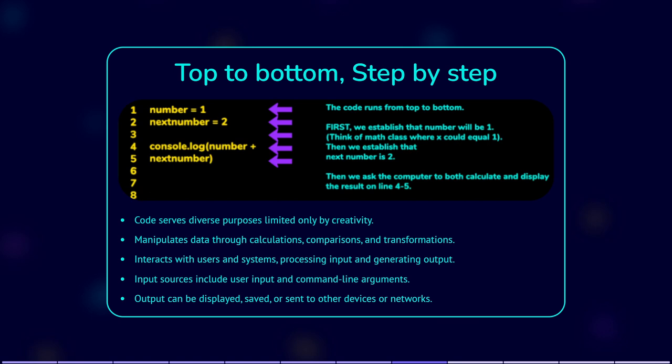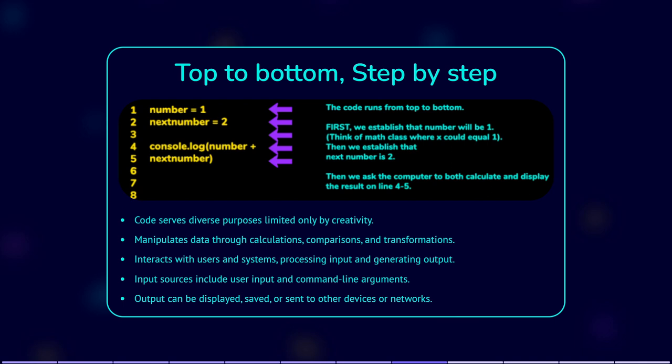Code can do many things. It has as many uses as anyone can come up with. It can manipulate data by performing operations such as calculations, comparisons, data transformations, and storage. Code can interact with users or other systems by taking input and providing output. Input can be received from the user through command line arguments, keyboard input, or other sources. Output can be displayed on the screen, saved to files, or sent to other devices or networks.